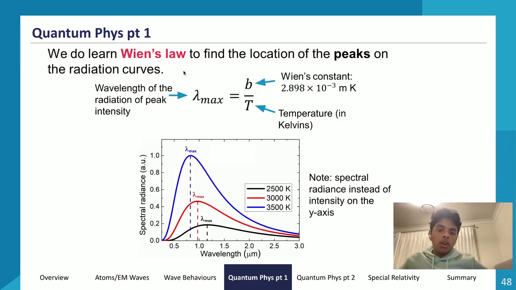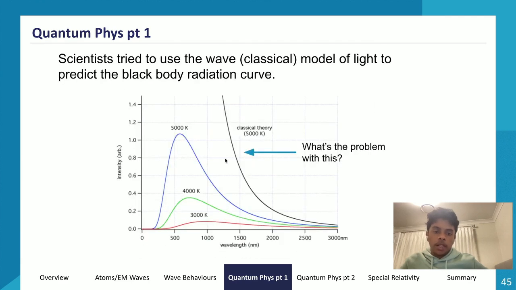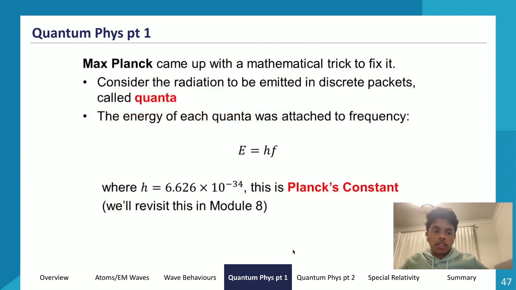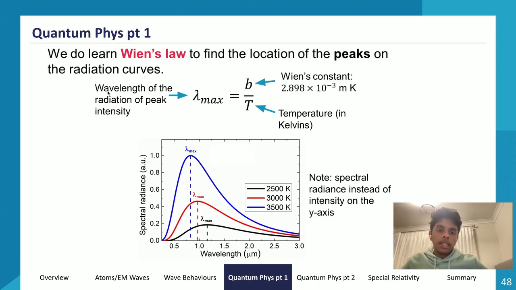And so now we can do what I said before, where we can use the blackbody radiation curve to find the temperature of an object, and that's called Wien's law. So what Wien's law did was use the location of the peaks on these blackbody radiation curves to map temperature. And let's think about this logically, right?